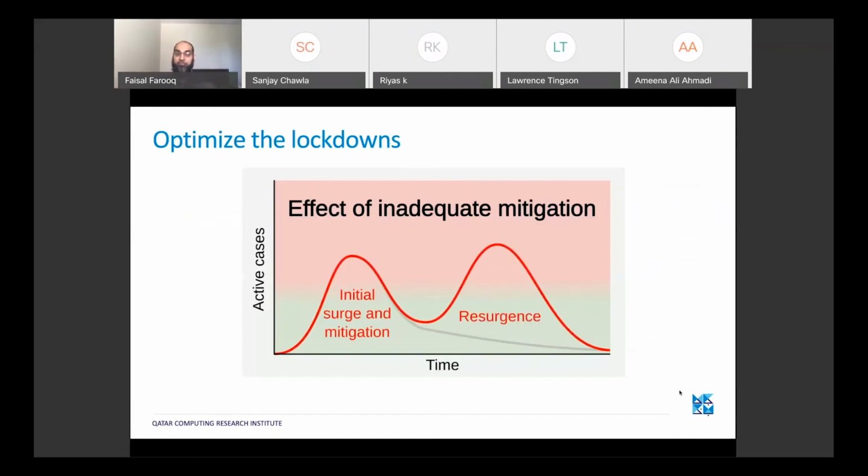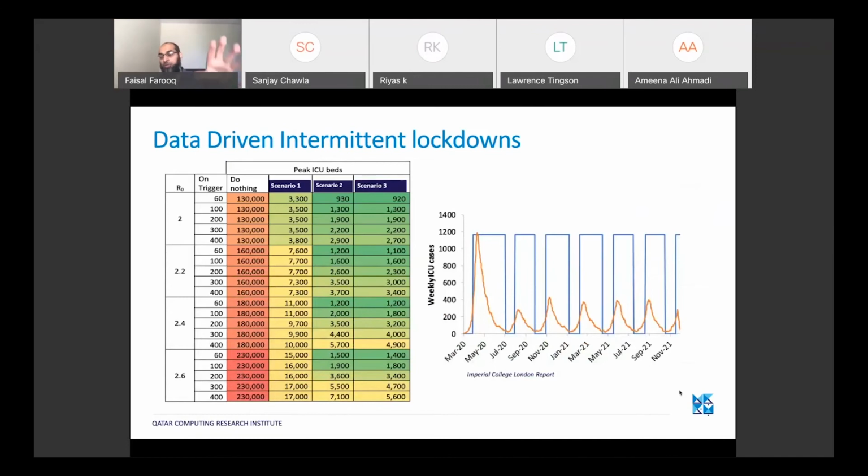Going back to that table where we showed how we can open up the economy and have these triggers. On the right side is a chart from the Imperial College London report, which basically uses something similar and says, if I pick an on trigger, on trigger means if my number of cases or number of ICU cases reaches, let's say, 60 or 100 a week, I need to, again, institute lockdown measures, right? And which scenario of lockdown do I pick? Not just simply, oh yeah, just lockdown. Like, which scenario of lockdown? Which pieces do I lock down so that I don't impact the entire economy?